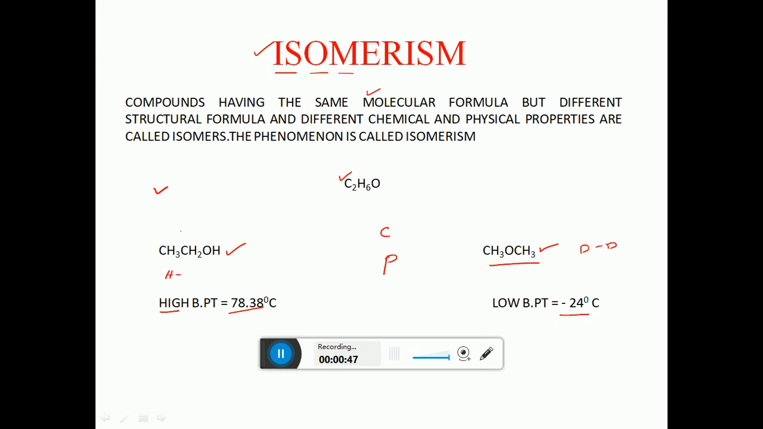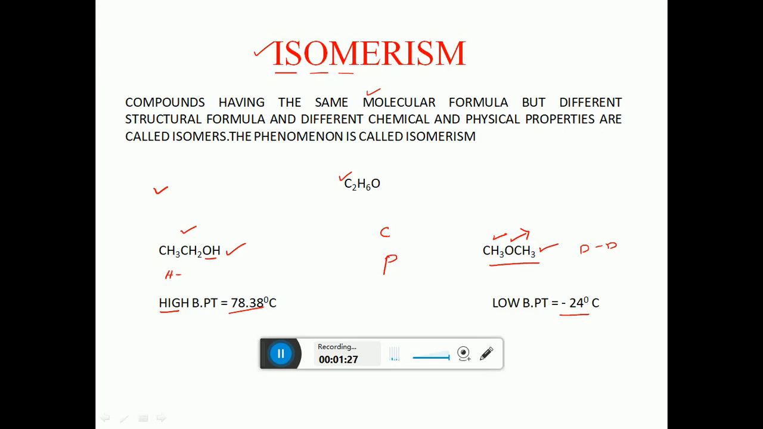Both ethyl alcohol as well as dimethyl ether have the same molecular formula, but the structural formula is different, and their chemical properties and physical properties are different. Why are the chemical properties different? Because they have different functional groups. In ethyl alcohol, the functional group is an alcoholic functional group, whereas in dimethyl ether, the functional group is an ether functional group.